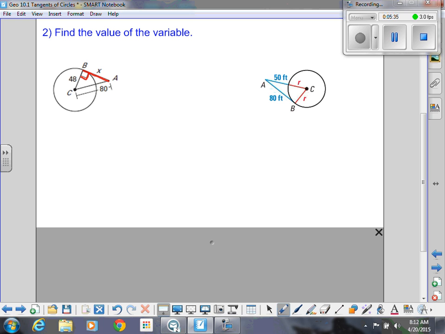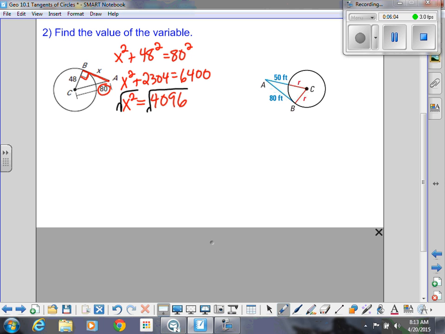So I know that 80 is across from my 90 degrees, so that has to be my c squared. And then my x and my 48 are the a and the b. So I'm going to have x squared plus 2304 equals 6400. Then I'm going to subtract that 2304. That gives me 4096. And then to solve for that x squared, remember we have to do the square root on both sides. So that gives me x equals 64. So we found the value of that variable. That's all we had to do on that one.